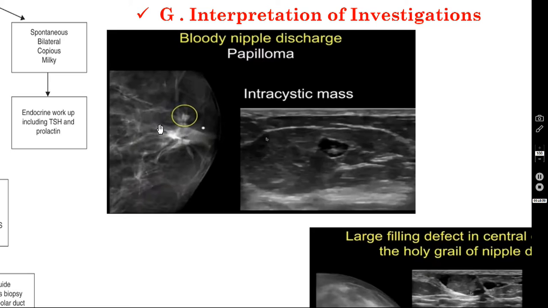You are seeing here the mammogram, and here an ultrasound. This is a papilloma you are seeing in the mammogram. This is the nipple area. Near the nipple, underlying the nipple areola, you are seeing a mass. Here in the ultrasound also, you are seeing a filling defect, but inside a cystic mass. Here you are seeing a small intraductal papilloma.